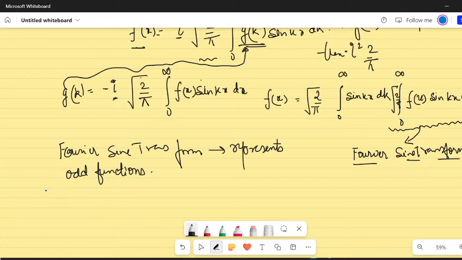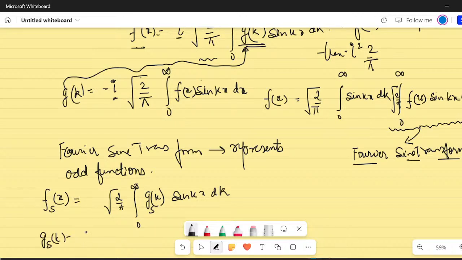I'll write it in this fashion. I'll write f of s of x. So basically this is simply the inverse Fourier sine transform. This is equal to root over 2 upon pi, integration from 0 to infinity, g s of k, sine kx, dk. And g s of k would be simply root over 2 upon pi, integral from 0 to infinity, f of x sine kx dx. So this is how it is. These are called Fourier sine transforms.